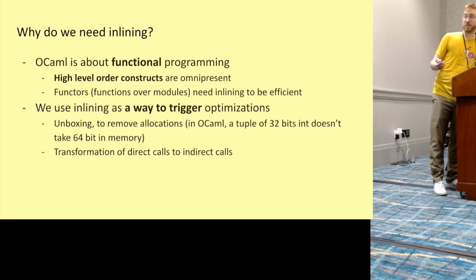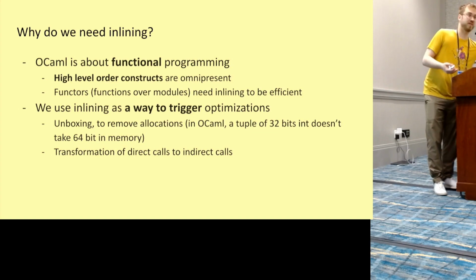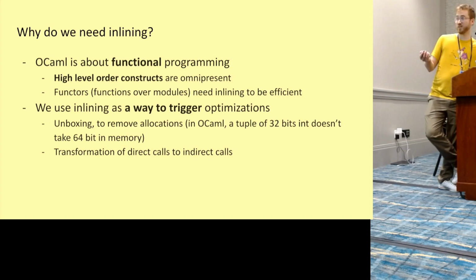So just in summary, OCaml is about functional programming. We have a lot of high-level constructs that need inlining to be compiled efficiently, especially functors. You take a pack of functions, then create another pack of functions, and if you're not careful, that's indirect calls everywhere. The second reason why we love inlining is that it's a way to trigger other optimizations that would otherwise be really hard to implement. One example is unboxing. The other is transforming indirect calls to direct calls.